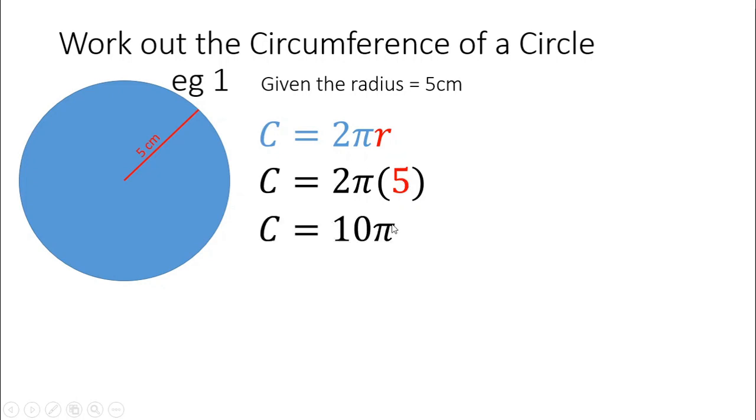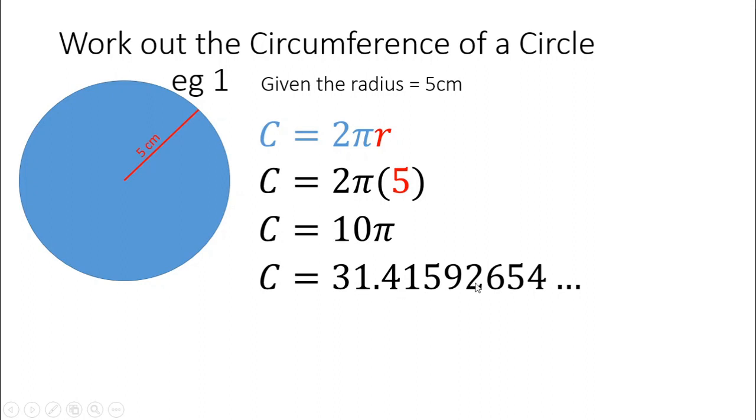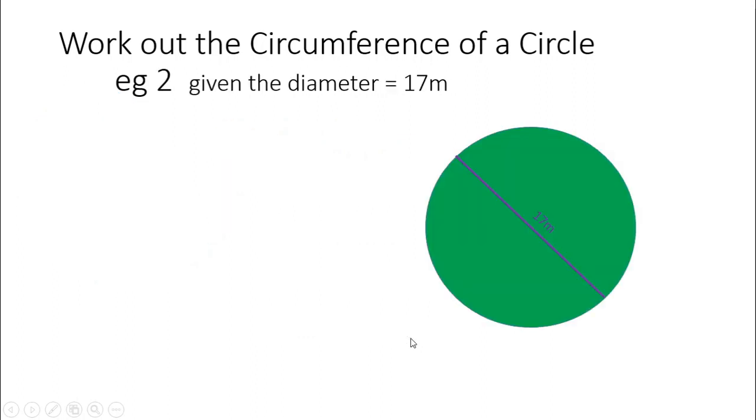Now this is still an exact answer. The second I put this into my calculator though, and I get this really long decimal number, I start having to round, and my answer isn't exactly right anymore. So my answer is rounded here. See my symbol? It's rounded to 1, 2, 3 digits. That's 3 significant figures. So the circumference is approximately 31.4 centimeters.